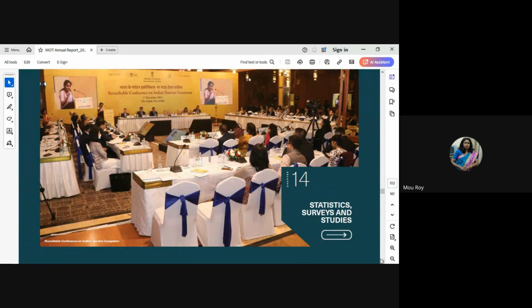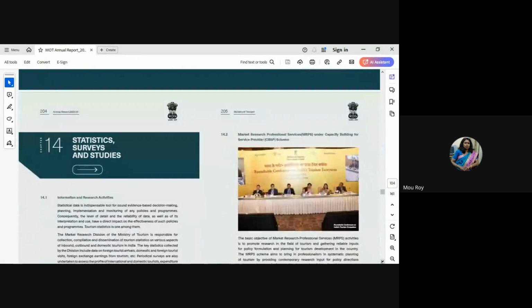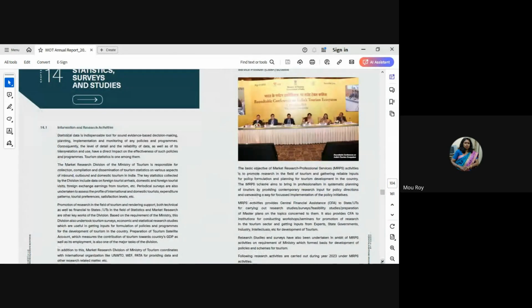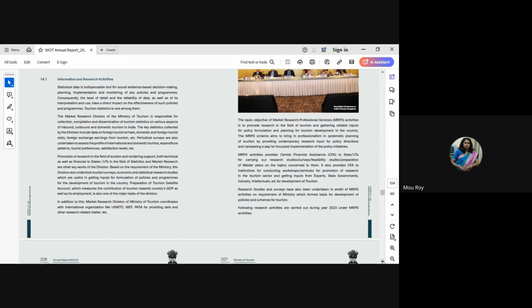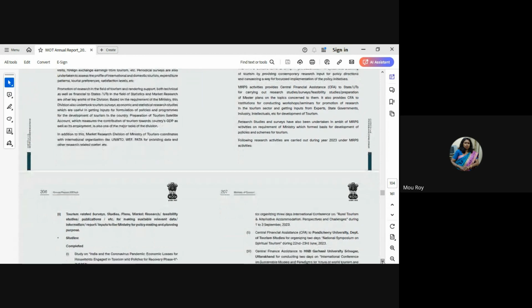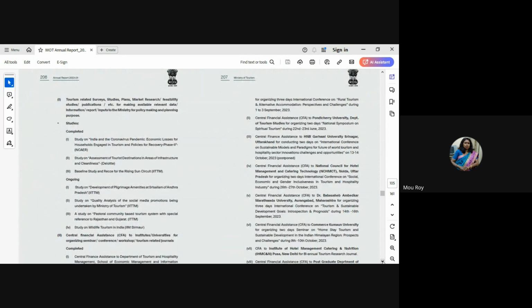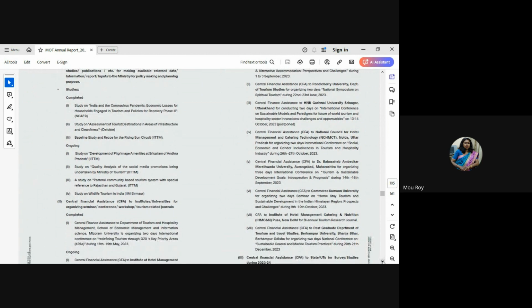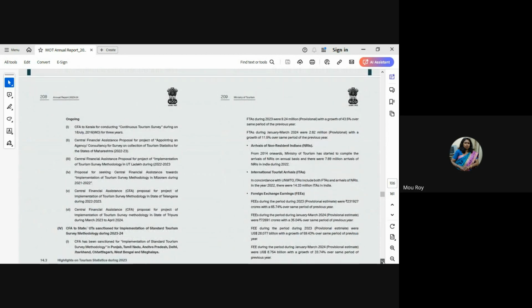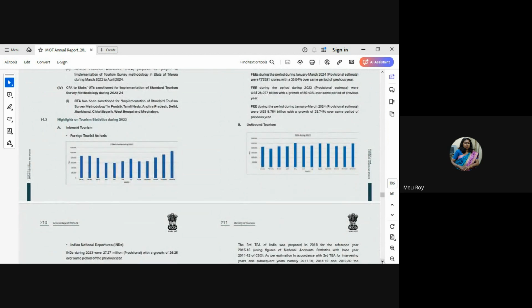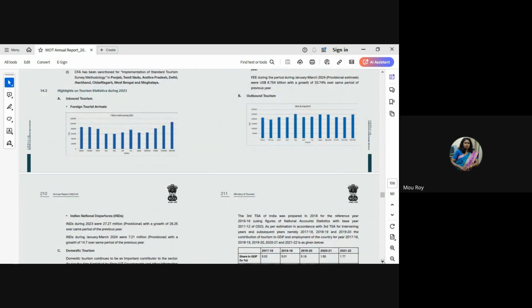Yes, now here we come to the statistics, surveys, and studies. I wanted to show you this report; there were a lot of things we covered in the last two or three days. Everything we could manage to get is there. Once you go through this report, you will have a full idea of what tourism is about, how they are functioning in India, what their plans are, and how they are doing their marketing, advertisement, and promotion activities. Then the statistics, which is very important. So here come the statistics which I wanted to show you.